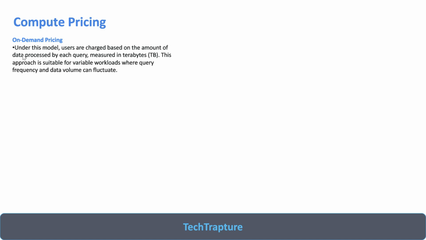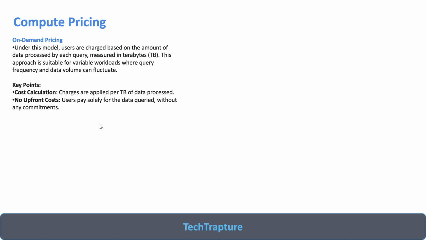So this is easy to calculate. However your query is running, you will be charged on your query only. Just like on demand, pay for whatever you are using. Key points on cost calculation: charges are applied per TB of data processed. No upfront cost, you don't need to pay anything additional, just pay for whatever you are using. Automatic scaling: each query execution happens on compute at the back end, so the more you use, the more automatic scaling will happen at the back end.